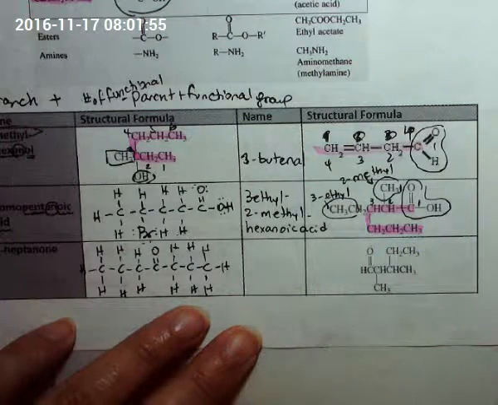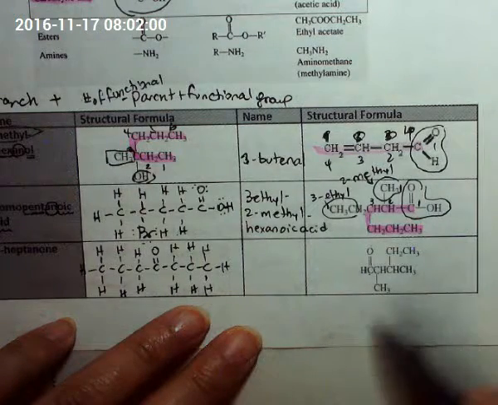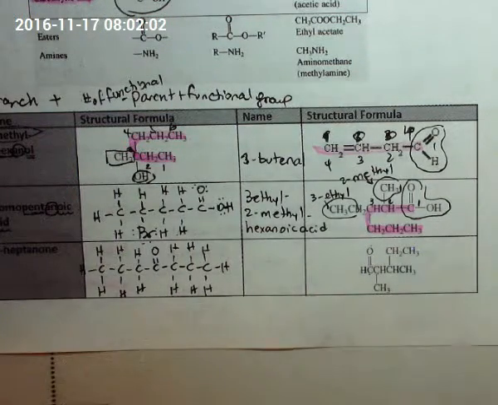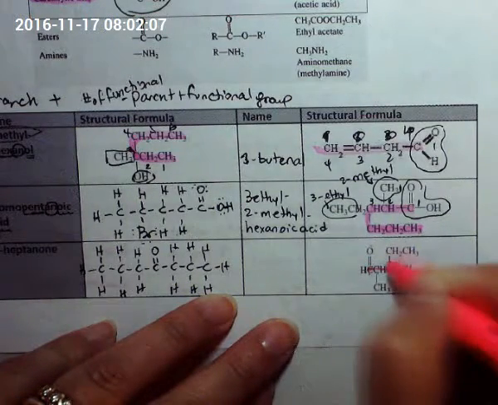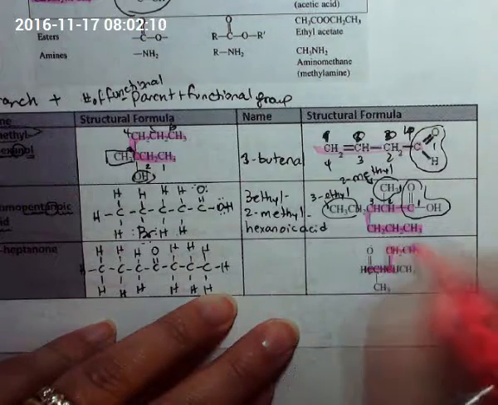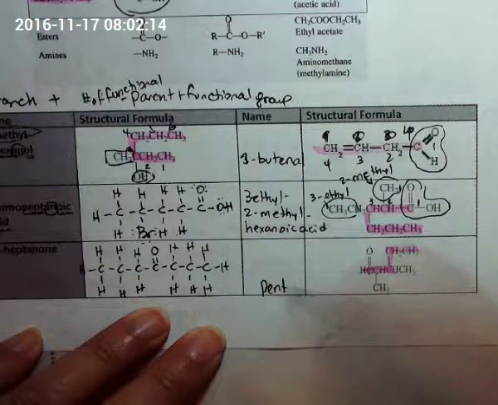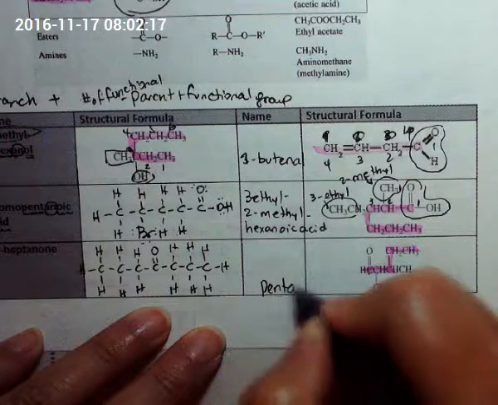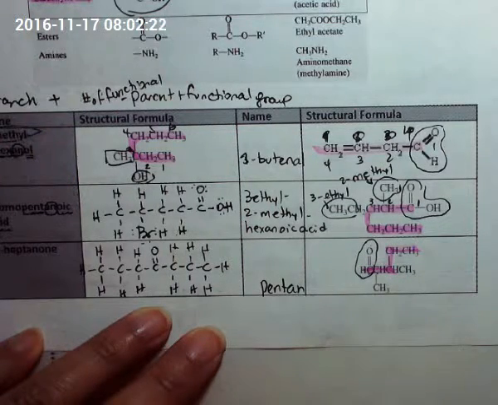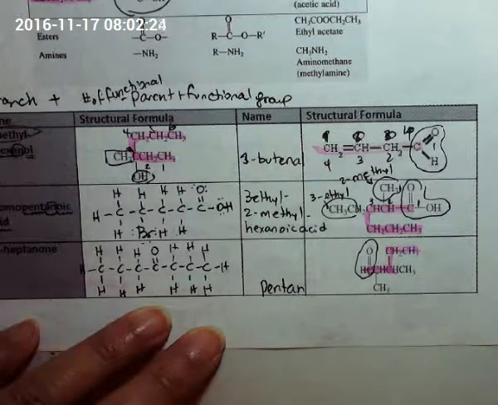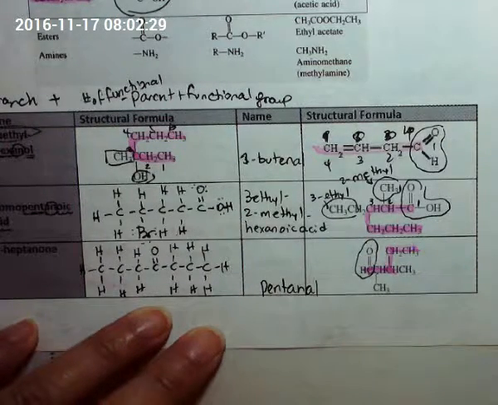What's the longest chain of carbons? Is it 1, 2, 3, 4? No. So I'm going to start here on the functional group. So 1, 2, 3, 4, 5. Okay, so my parent is going to be penta, and they're singly bonded, right? So pentan, where's the functional group? Is it right there? What kind of a functional group is that? It's an aldehyde, so this is pentan al.